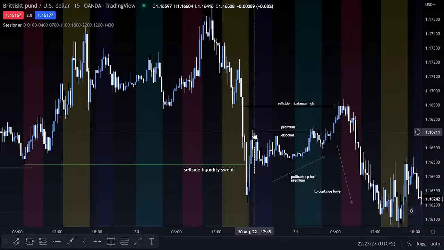So when it pulls back up into the range, I want to identify my premium and discount price levels. So I'm drawing my fib from this high to this low. This is the 50%. So when the next day starts over here, prior to the London session, we know that the London session most of the time sets the high or the low of the day. I have already identified this price level here as my sell side imbalance high.